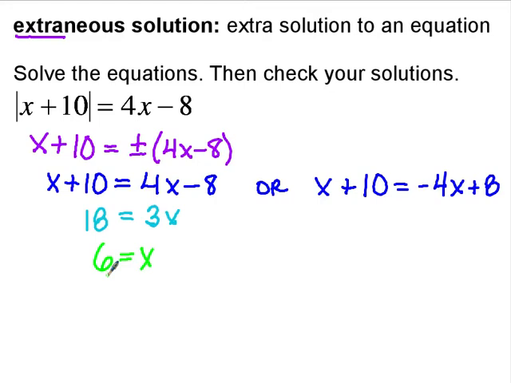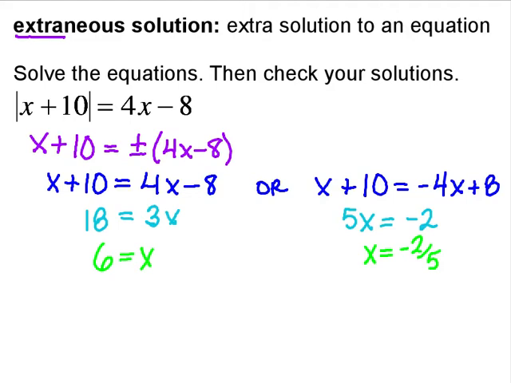Over here, let's move over the 4x. So if I move the 4x over here, what do I get? 5x. Move the 10 over here, what do you get? Negative 2. So what does x equal? Negative 2/5. So now we're going to check each of those to see if there's one that doesn't work, if we have an extraneous solution.